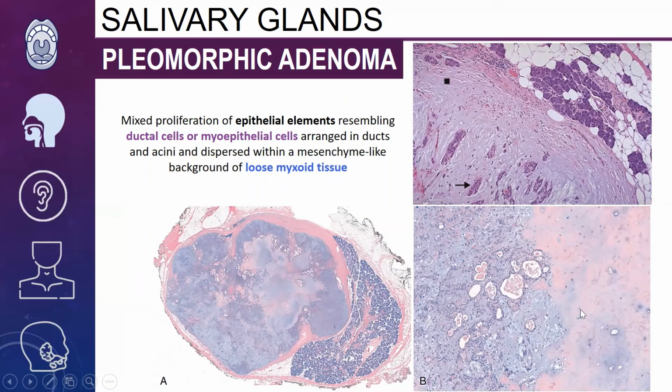If not removed, about 10% have malignant transformation after 15 years. Cancers are usually adenocarcinomas or undifferentiated carcinomas. The rate of recurrence following parotidectomy is about 4%.